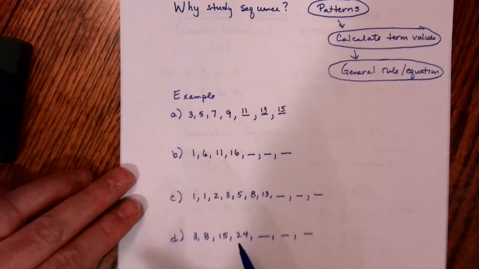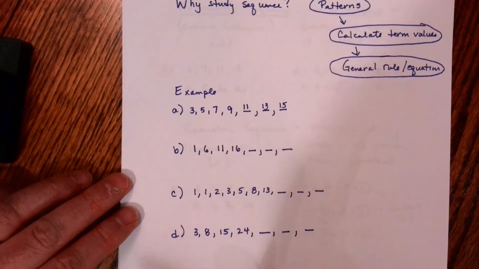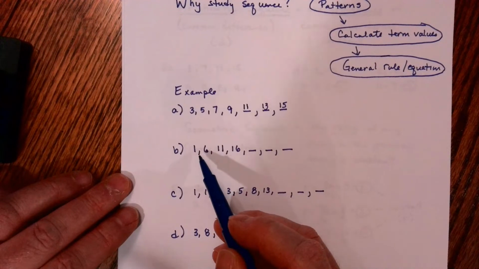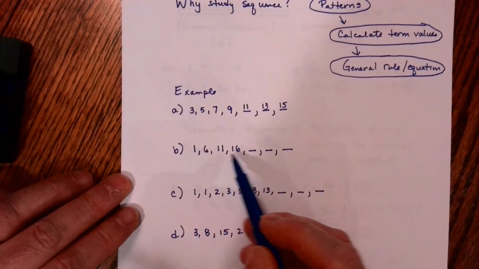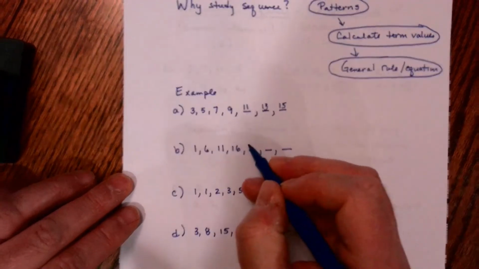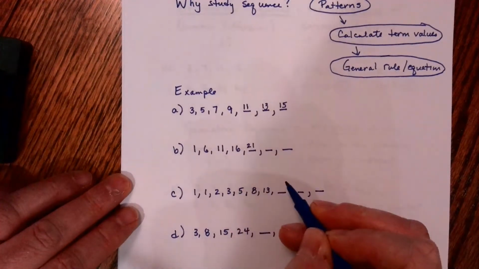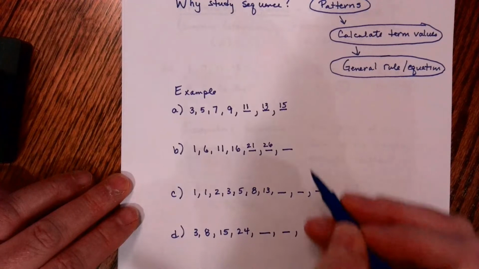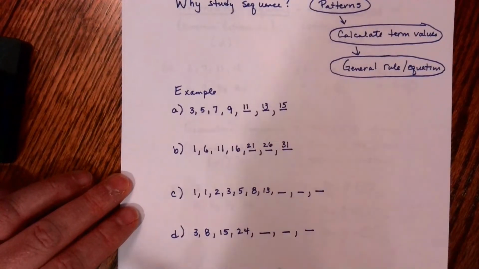Take a look at example B. What do you think the 3 blanks values would be? Hopefully you would be able to see that it's increasing by 5. So my next value would be 21. 21 plus 5 is 26. 26 plus 5 is 31.